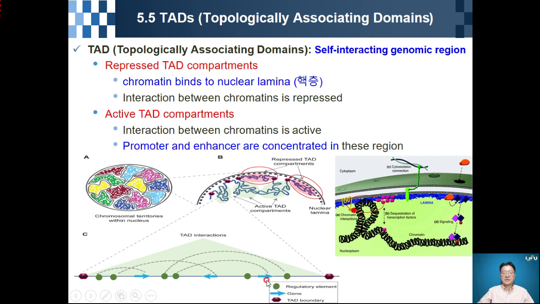For example, this is a gene. The gene has its promoter or enhancer. So in the active TAD compartment, there are lots of regulatory elements. We call them promoter and enhancer. The promoter and enhancer are concentrated in this region, so they can interact with each other like this.